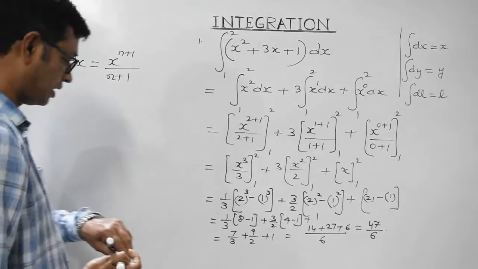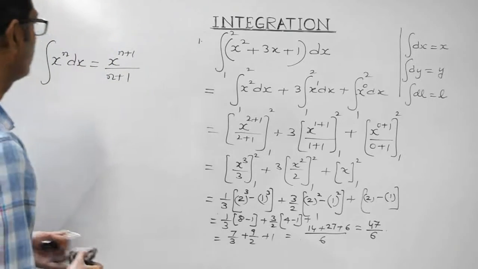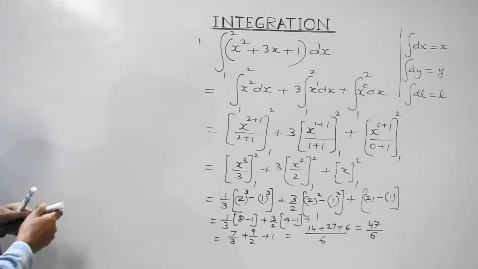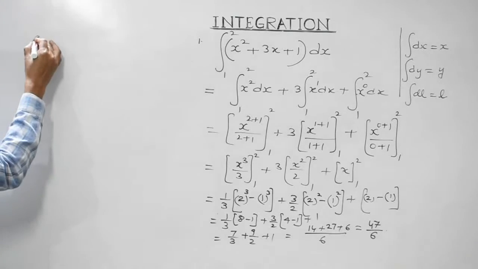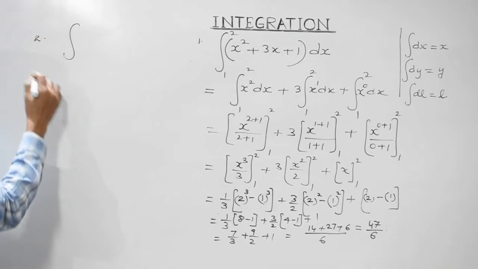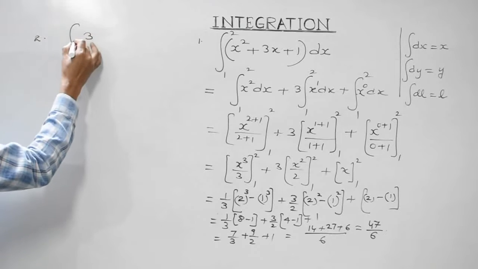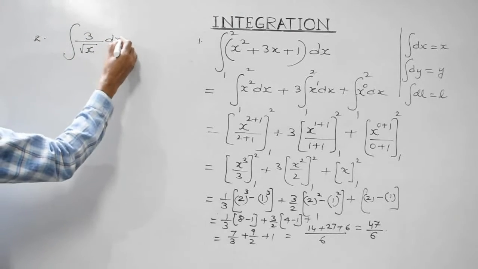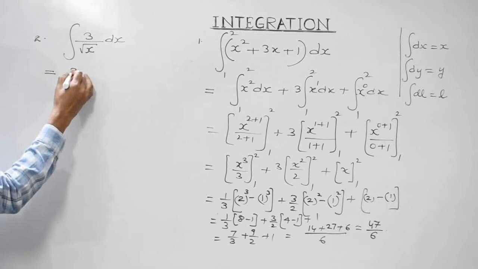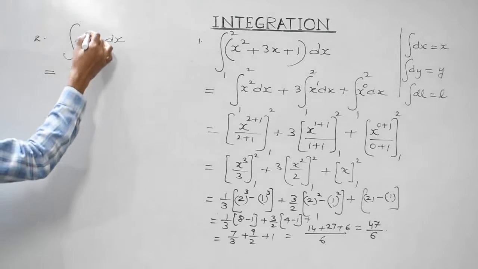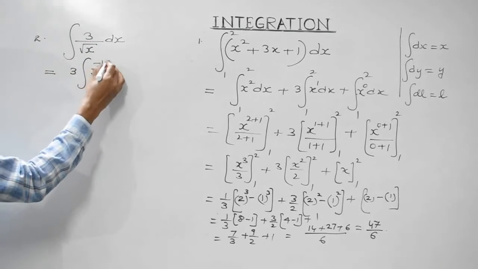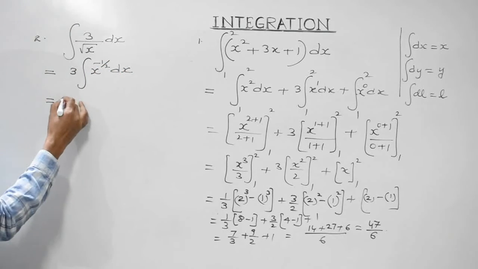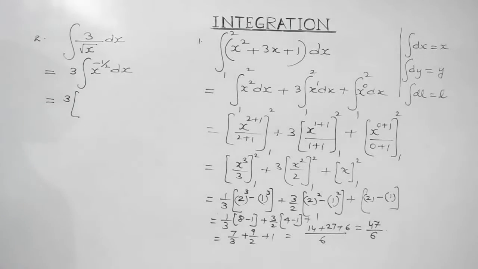Let's try some other questions as well. Suppose integration of 3 by root x. Let's start with a very simple one. So 3 being a constant can be taken outside. 1 by root x can be written like this, x to the power minus half. Clear? So make use of the same formula.